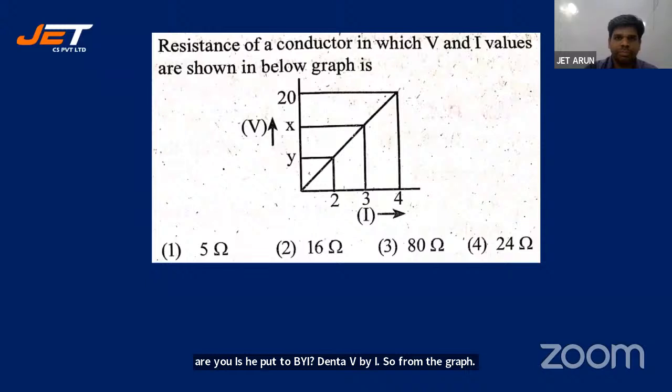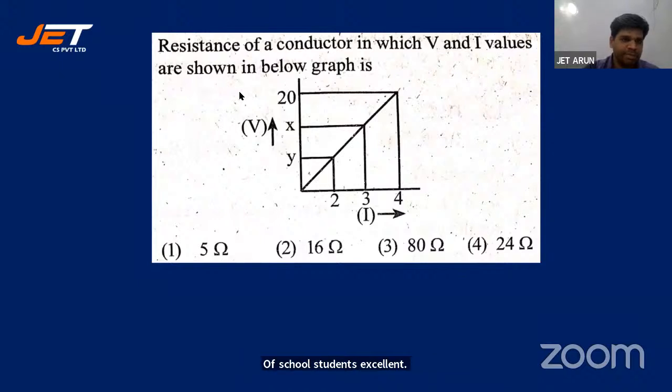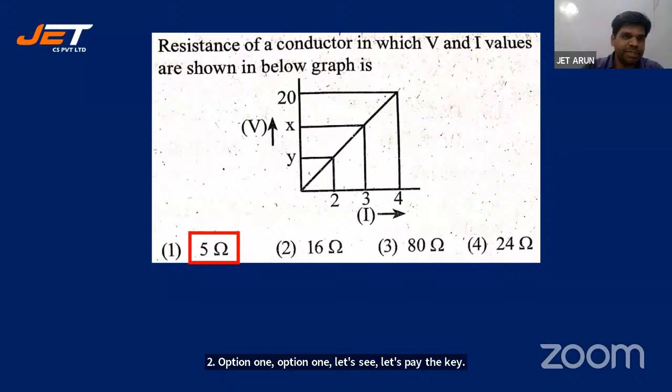Oh, I got so many responses. Almost everyone has answered. Good. I got 60 responses. Good students. Excellent. Still getting responses. All right. Okay, so what's the answer you're getting? Okay, 60 no's is one answer. Option two, option one. Let's look at the key. Option one is absolutely right, students. Option one is absolutely right.